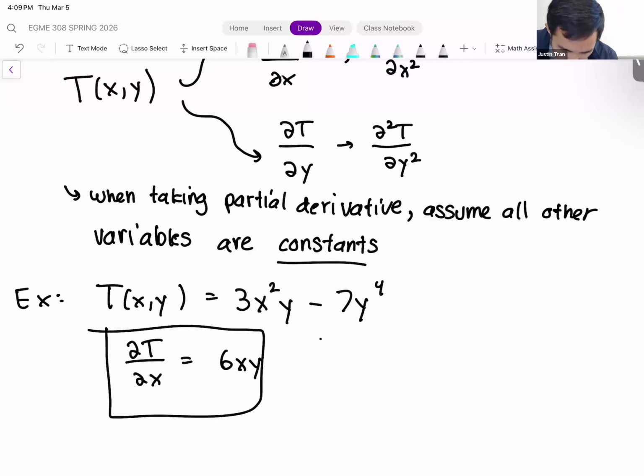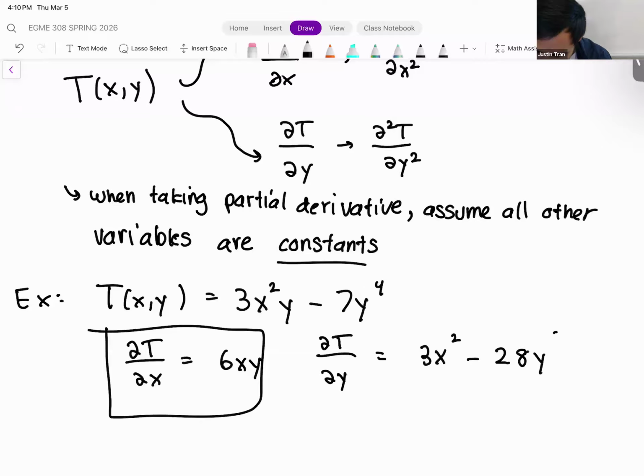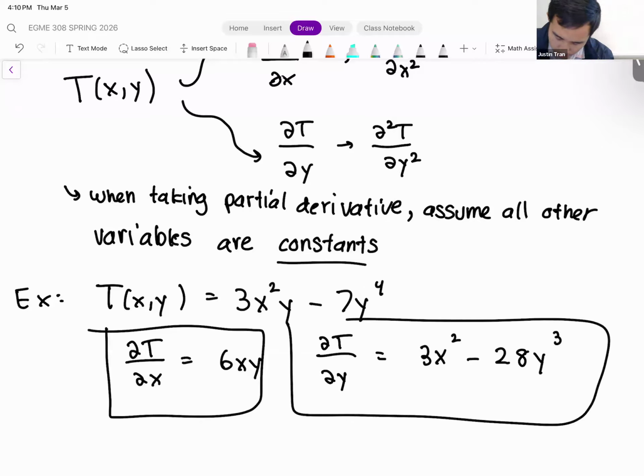We can also take the partial derivative with respect to y. Let's do that. We take the derivative of the first term. The x squared there now behaves as a constant. So we end up with 3x squared minus the derivative of the second term with respect to y. Now we are going to take the derivative of this because it does depend on y. So minus 28y cubed. So very simple.